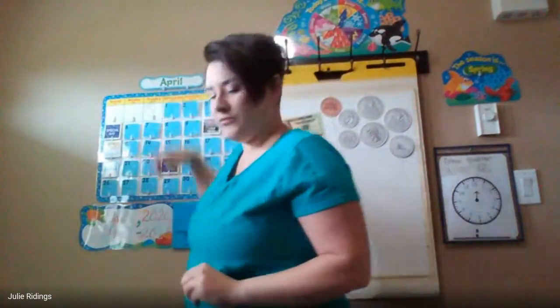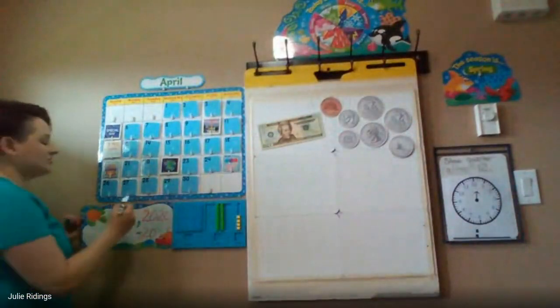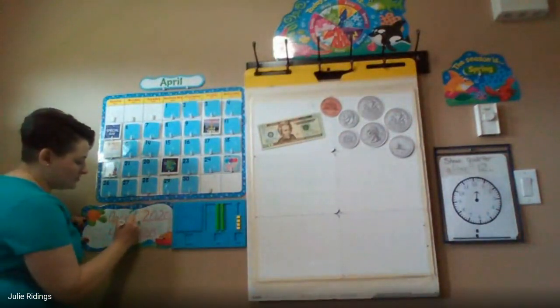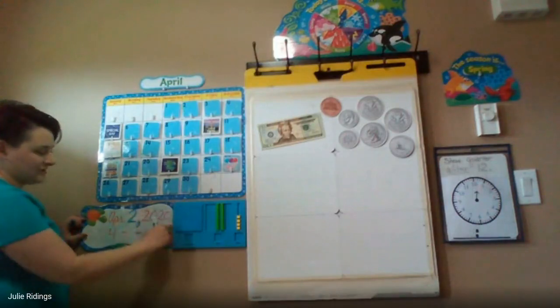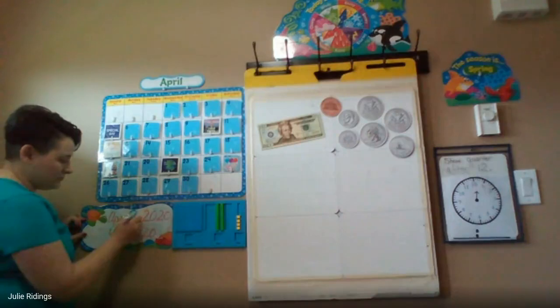So the abbreviation for April is APR. Make sure uppercase and the period for your abbreviation. And we will write 2, 2020. 4-2-20.